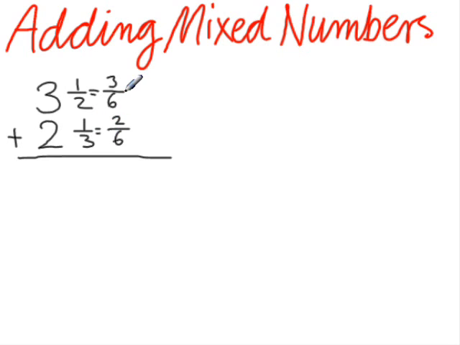So now we can add the fractions because they have common denominators. 3 and 2 gives us 5/6, and 3 and 2 gives us 5. Our final answer is 5 and 5/6.